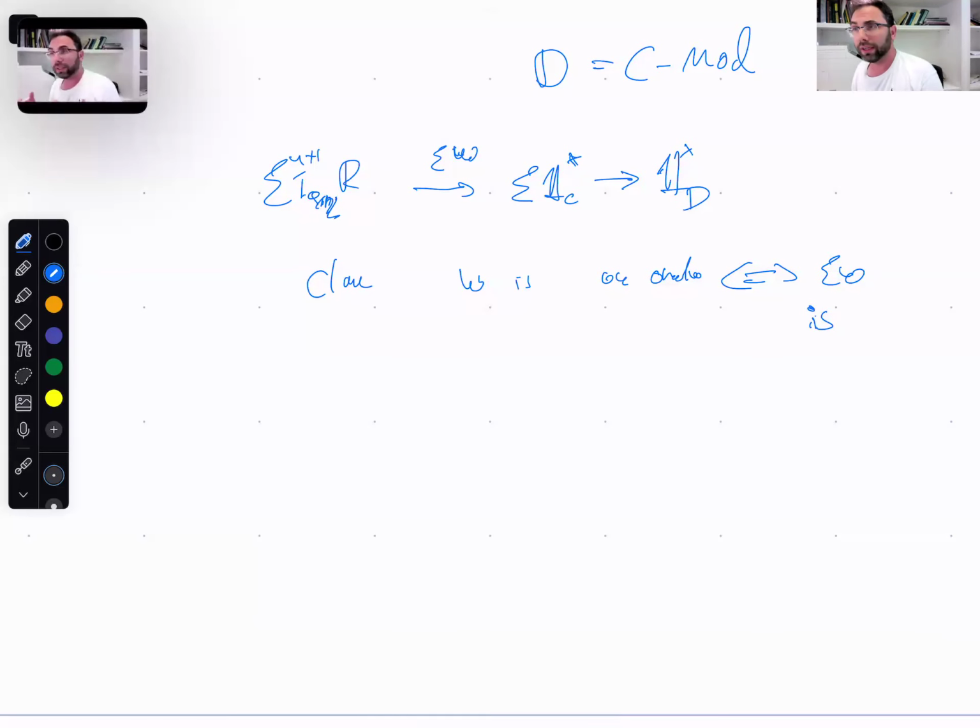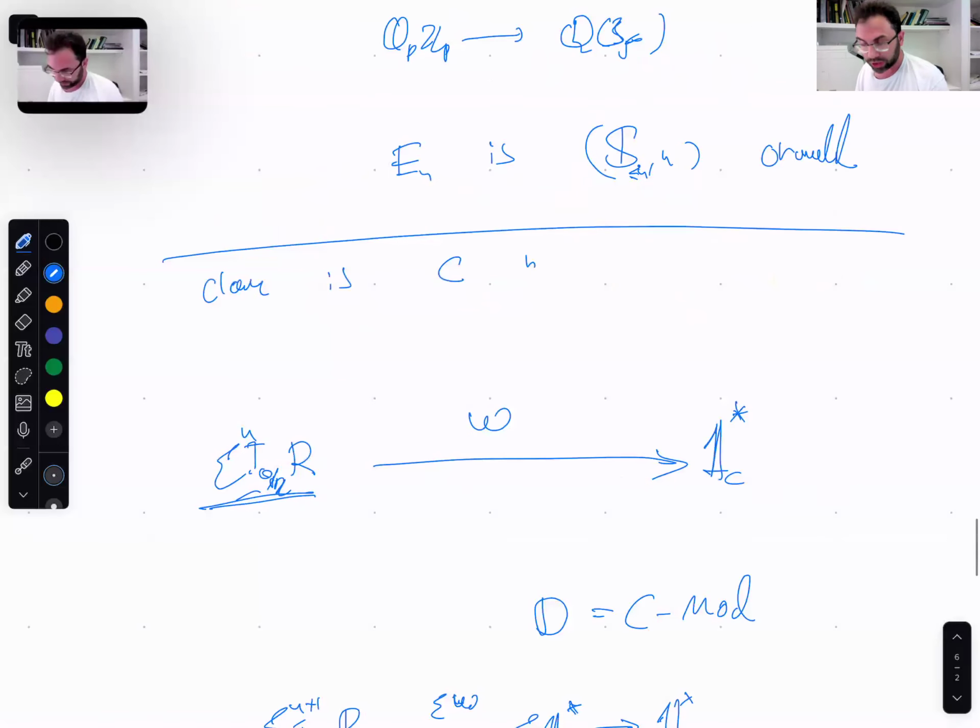So here's an example. Sorry, what did you say C is? C is a category which is what? Symmetric monoidal and presentable, so I can do all the colimits and limits that I want. Thanks.